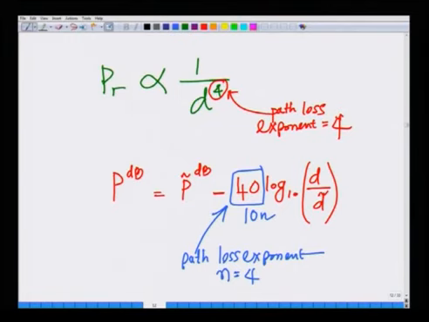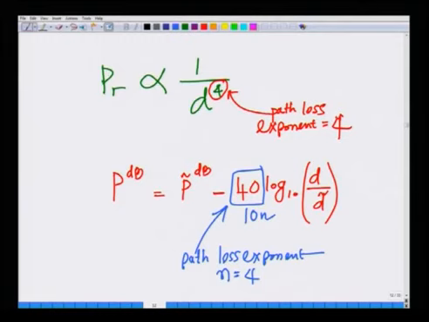Hence, the received power in dB is P tilde, the reference, minus 40 log d over d tilde. This is a path loss exponent of 4. Hence, there is a path loss of 40 dB per decade, it decays as 40.